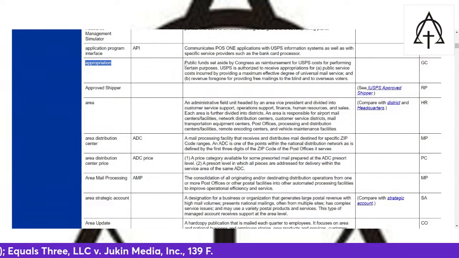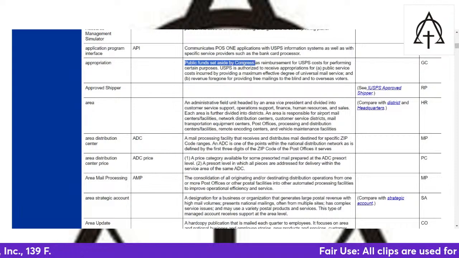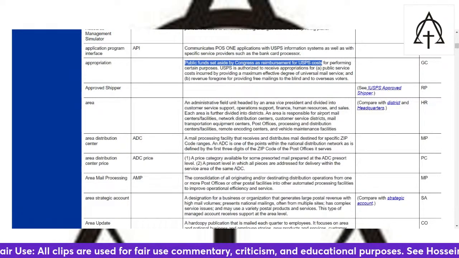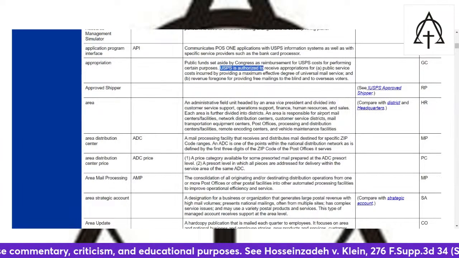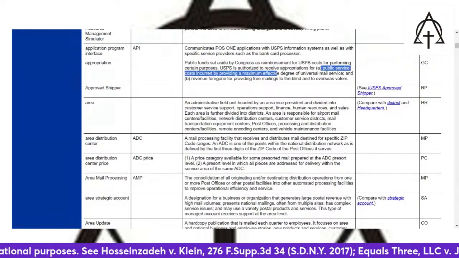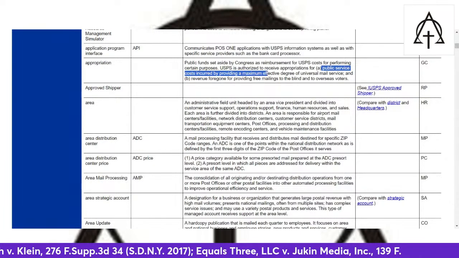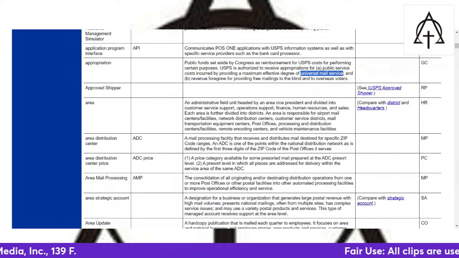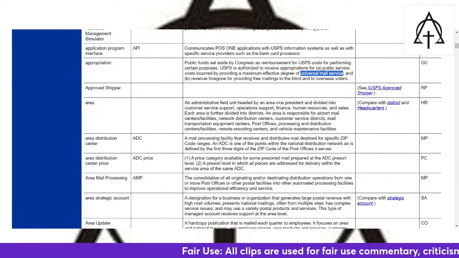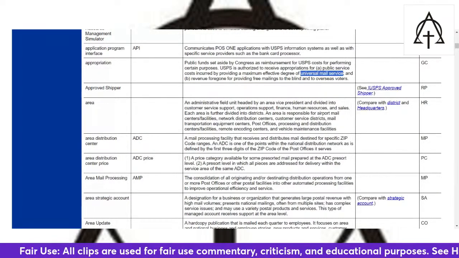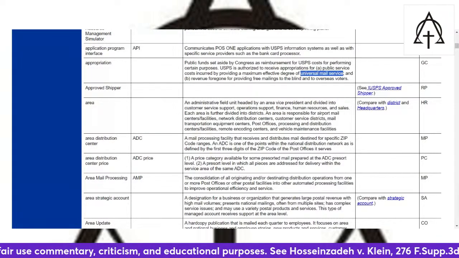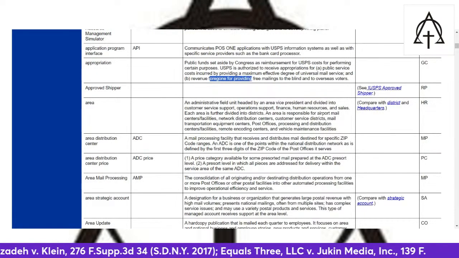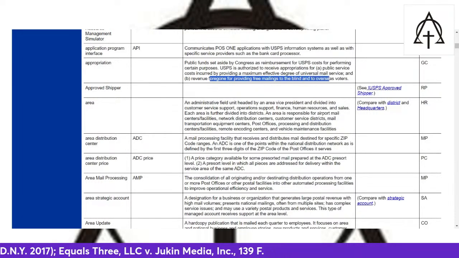Appropriation. Public funds set aside by Congress as reimbursement for USPS costs for performing certain purposes. USPS is authorized to receive appropriations for a public service costs incurred by providing a maximum effective degree of universal mail service. Again, as we saw in the final protocols, it's a universal postal service. And they, as the United States Postal Service, have to follow the universal regulations under the underwriting that they took upon of those very protocols. And revenue foregone for providing free mailings to the blind and to overseas voters.